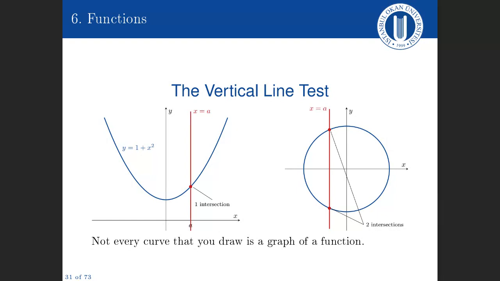Now, not every curve that you can draw is a graph of a function. The graph we've just done, y is equal to 1 plus x squared, is on the left. Note that every vertical line between -2 and 2, or whatever our domain is, intersects the graph at most 1 point. But if I had a circle, then some vertical lines, like the one I've drawn, would intersect this circle at 2 points. This tells us that the circle is not the graph of a function.